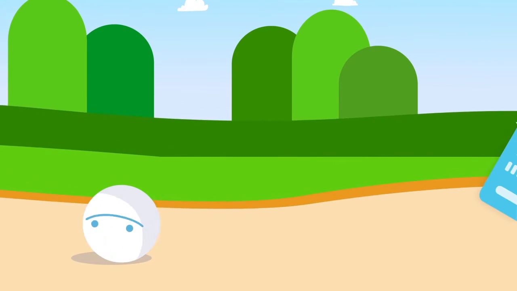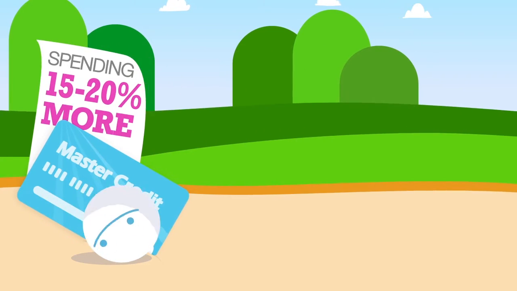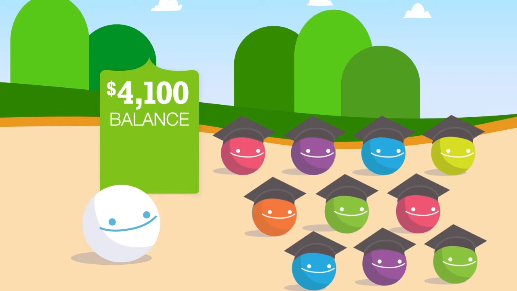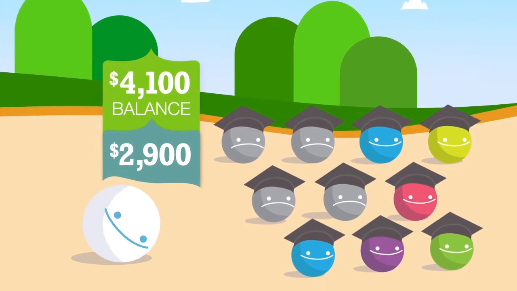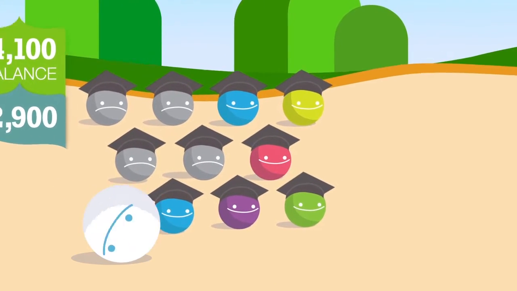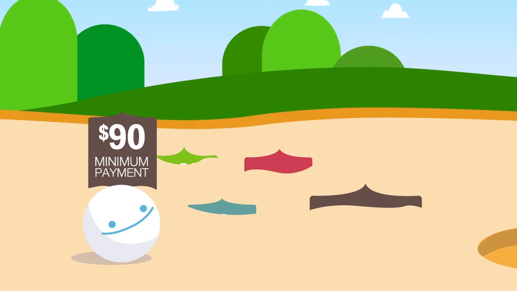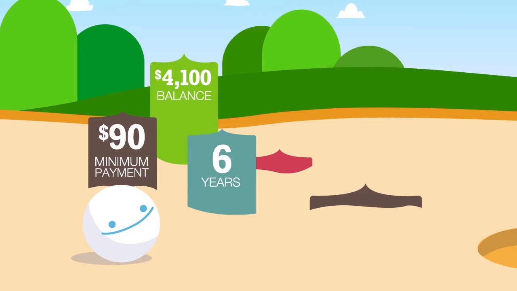Did you know that using a credit card means spending, on average, 15 to 20% more in interest and other charges? According to a recent study, college seniors graduated with an average credit card debt of more than $4,100, up from $2,900 almost 4 years ago. What's more, 41% of cardholders from the ages of 18 to 29 made only the minimum required payment on a credit card. By only making the minimum payment of approximately $90 a month on a $4,100 balance, it'll take almost 6 years to pay it off.